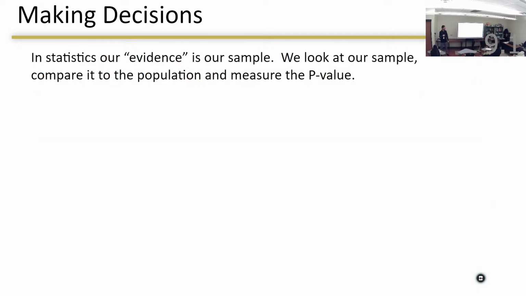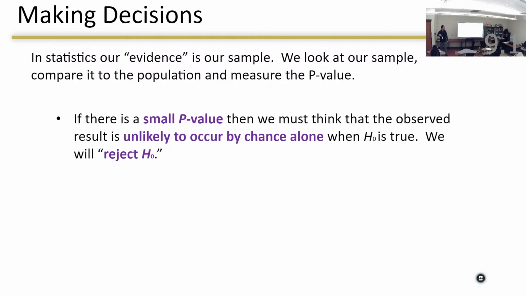In statistics, our evidence is our sample. We look at our sample, compare it to the population, and measure that p-value. If there is a small p-value, right? That's normally what we're looking at? Less than 0.05, right? That's the value we typically look at. If that p-value is small, we are going to reject Ho. When that p-value, the probability of getting my sample, is small.